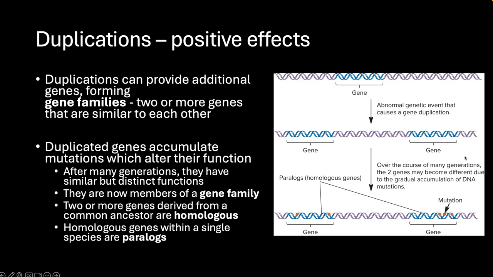Phenotypic consequences of duplications are not always bad, though. Duplication events explain the origins of gene families. A gene family is two or more genes that are similar to each other. Once duplicated, the selection pressure on the extra copy of the gene is reduced, and this can allow it to evolve to have a slightly different function.